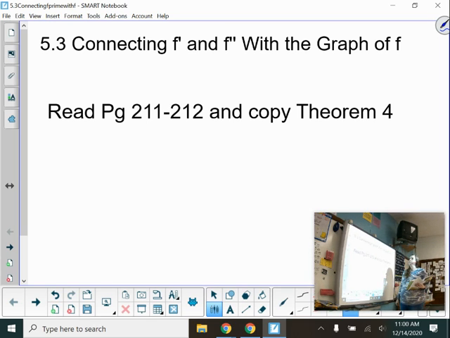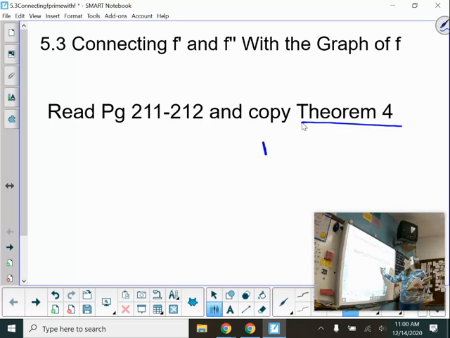First video for 5.3, connecting f prime and f double prime with the graph of f. This is really going to tie up a lot of things about derivatives and how they relate to the original function. So the first thing that you need to do is read over page 211 and 212 in your textbook, and I do want you to copy all of Theorem 4.